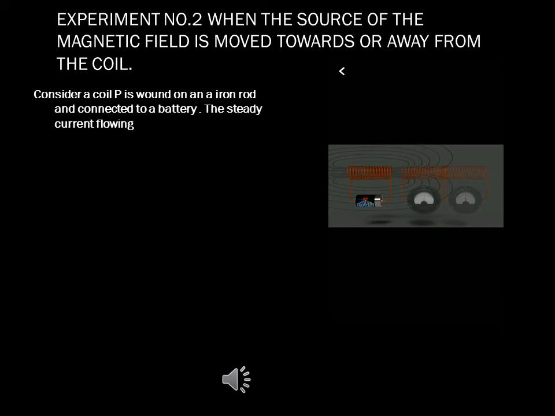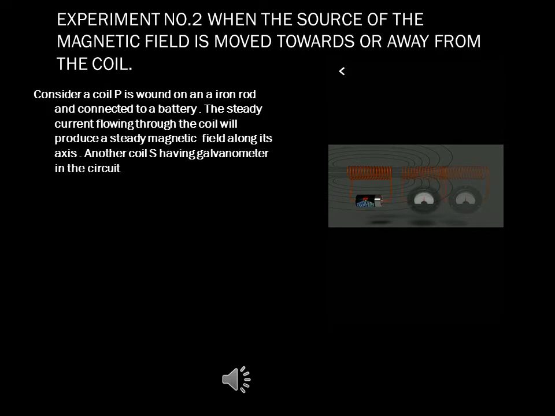Experiment number 2. When the source of the magnetic field is moved towards or away from the coils. Consider a coil P, the primary, wound on the iron rod and connected to the battery. The steady current flowing through the coil will produce a steady magnetic field along its axis.